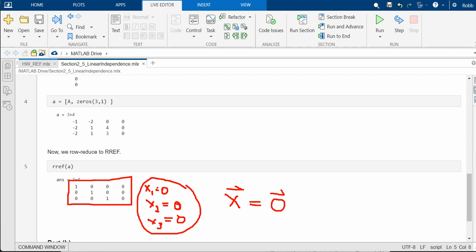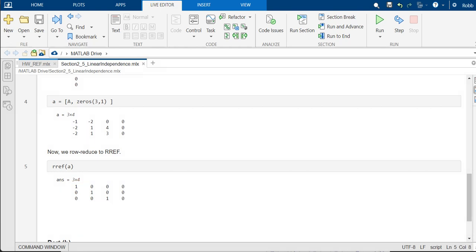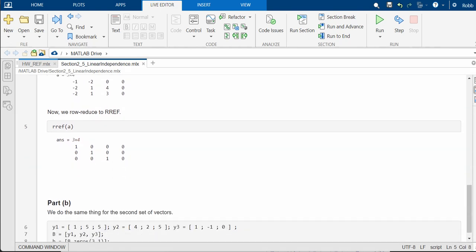There are no non-trivial solutions, so in the first example, these vectors x sub 1, x sub 2, x sub 3 are in fact linearly dependent, right? If the only solution that we can find is the trivial solution, if the only linear combination we can find is the trivial one, then they're dependent.